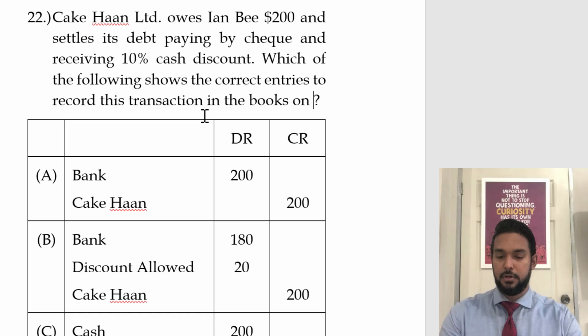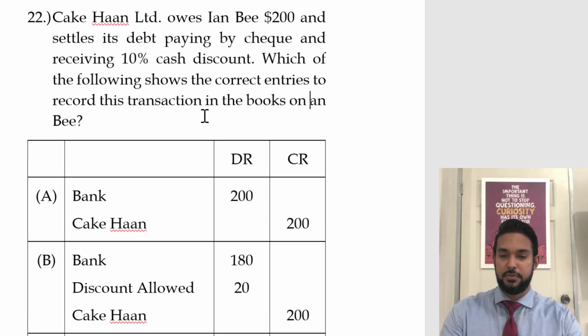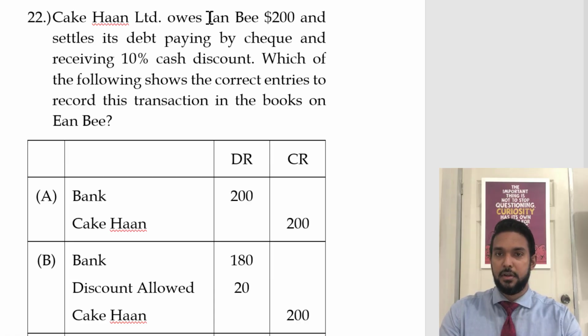In the books of E and B. And I actually should have said A and B, right? If you have been doing any past papers, you might recognize the sound of that name, K Khan and A and B. Wink, wink, nudge, nudge.